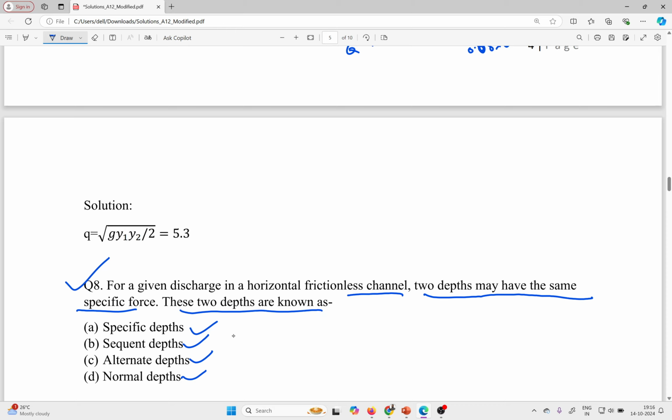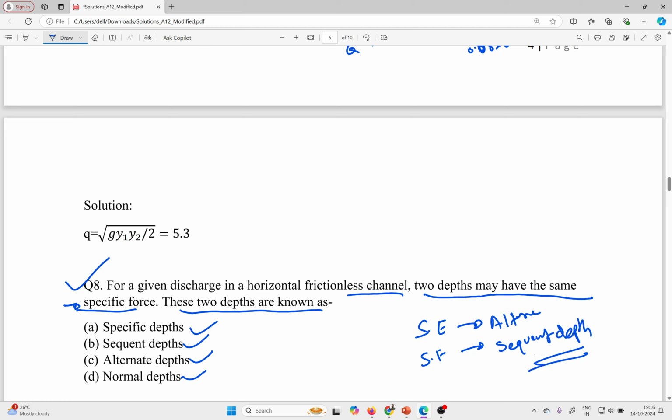Here we know the specific force is constant. If the specific energy is constant, then you can say it is the alternate depth. Here it is very clearly written that the specific force is constant. So remember please, this type of depth is known as secant depth.